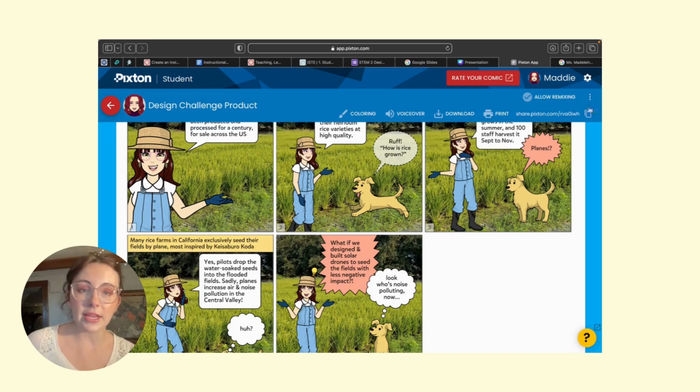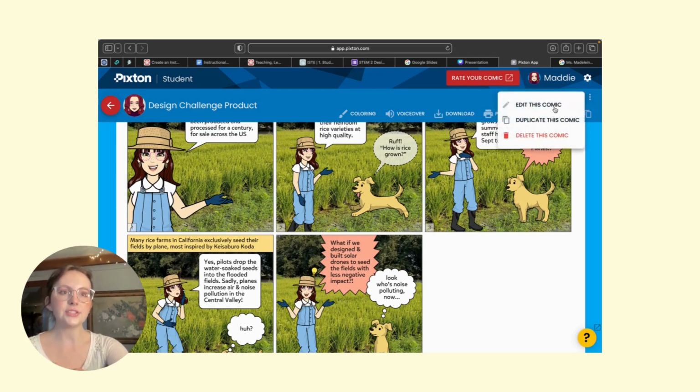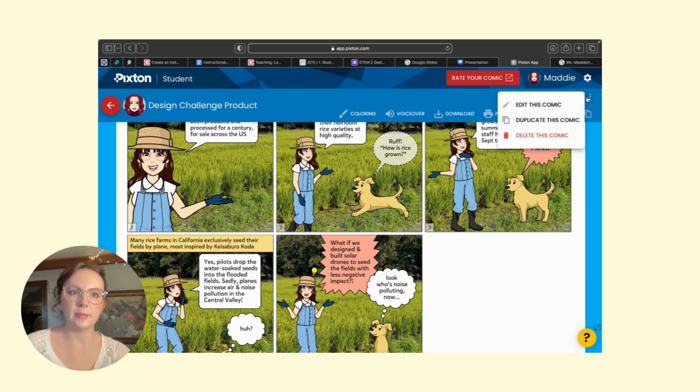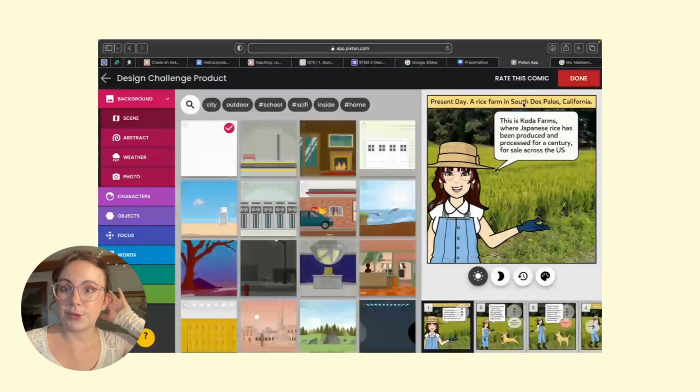Then I'm going to show you how they can share their Pixton projects and how you can get those projects when they turn them in. So they have a few options. You can export it by sharing the link, downloading it, or printing it. And students can also remix comics, which means that they're going off of something else that's published and then creating a branch off, spin-off story.